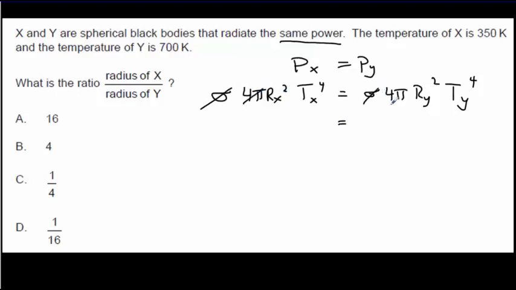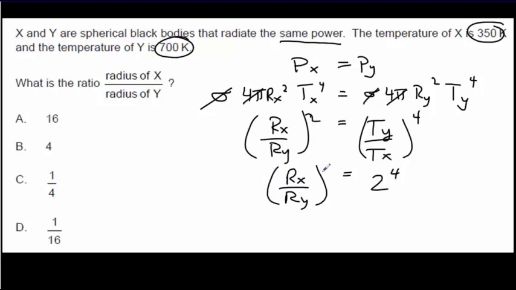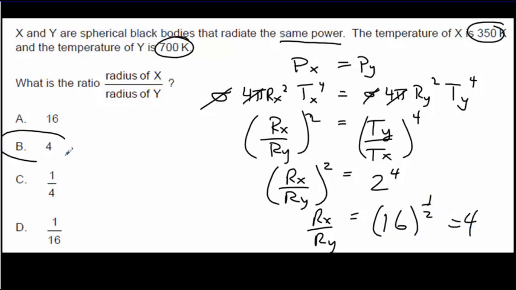Sigma and 4 pi are going to cancel out. I'll divide both sides by ry squared, so we'll get rx over ry, all squared, is equal to Ty over Tx to the 4th power. Y is twice as big as x in temperature, so we're getting 2 to the 4th power equals (rx over ry) squared. So rx over ry is going to be what? 2 to the 4th is 16, but then you've got to square root both sides. Square root of 16 will be 4, so the correct answer here is B.